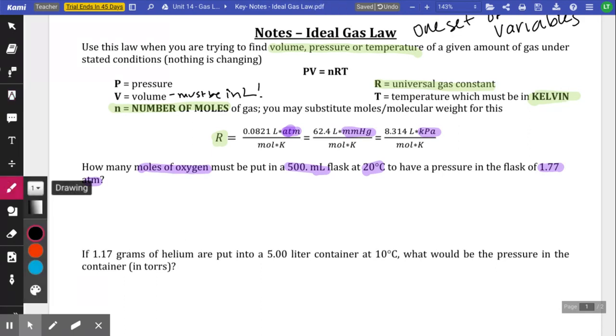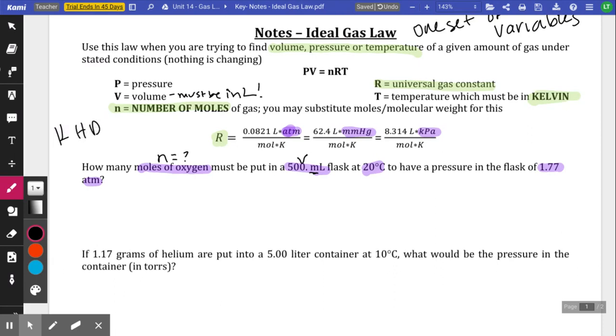Okay, so let's go ahead and label all of our variables and figure out what we are looking for. The first thing it says is how many moles of oxygen. So that would be n, and that's our unknown. So n is like a question mark or x, whatever you want to say. Must be put in a 500 milliliter flask. That's our volume, because we're in milliliters. Now, guys, remember I said it has to be in liters. So you can do your real quick conversion.